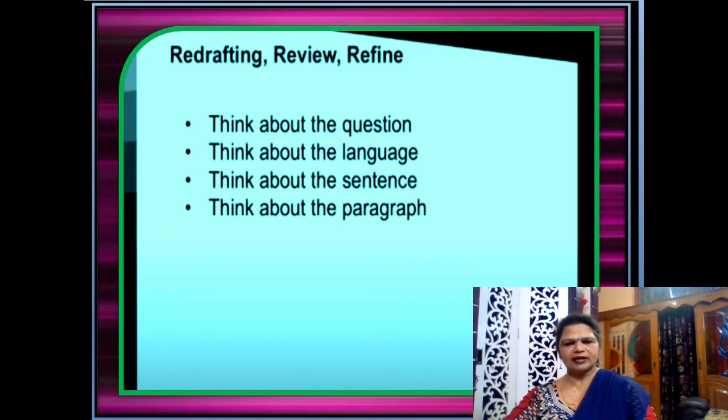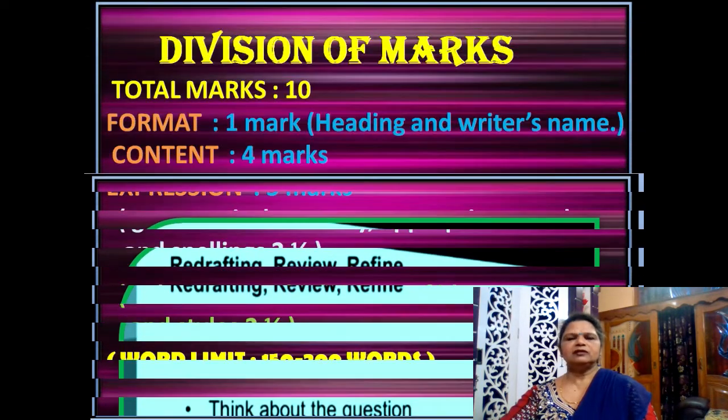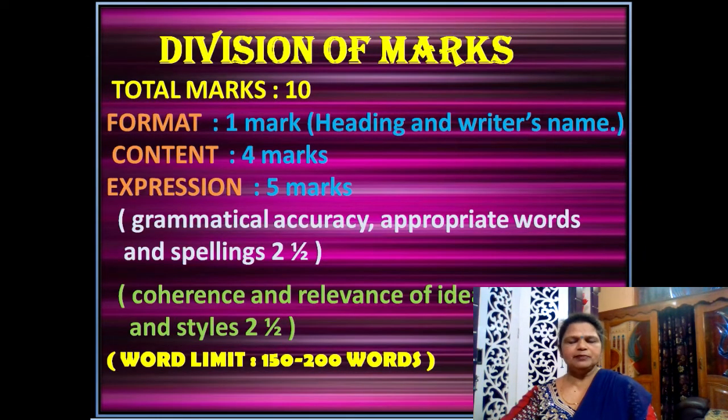And think about the paragraphs, because the report writing has to be divided into various paragraphs. Now you must also know about the division of marks here. This question in B section of advanced writing skills comprises 10 marks. 10 marks are divided into 3 sections. One is format. This is 1 mark, which includes only heading and the writer's name.